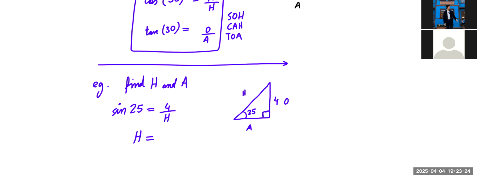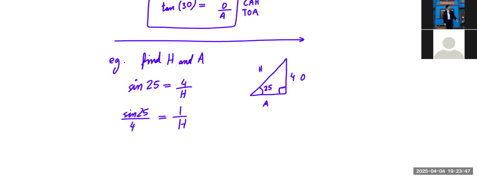How did you get that? Sin 25 divided by 4. No, but that would be 1 over H. See, if you divide both sides by H, you would get 1 over H equals sine 25 over 4. So what you just found is 1 over H, but you need H. So how would you find H now?